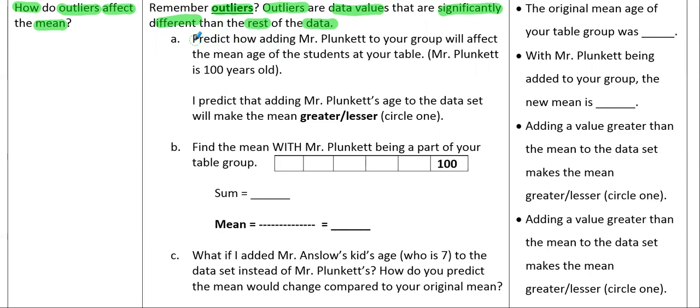Okay, so let's predict how adding Mr. Plunkett to your group will affect the mean age of the students at your table. Now, I'm of course older than y'all. I'm 100 years old. I'm an old man. Okay, so I am 100 years old. If I add 100 to the data set of students' ages that we had earlier, what do you think that's going to do to the mean?